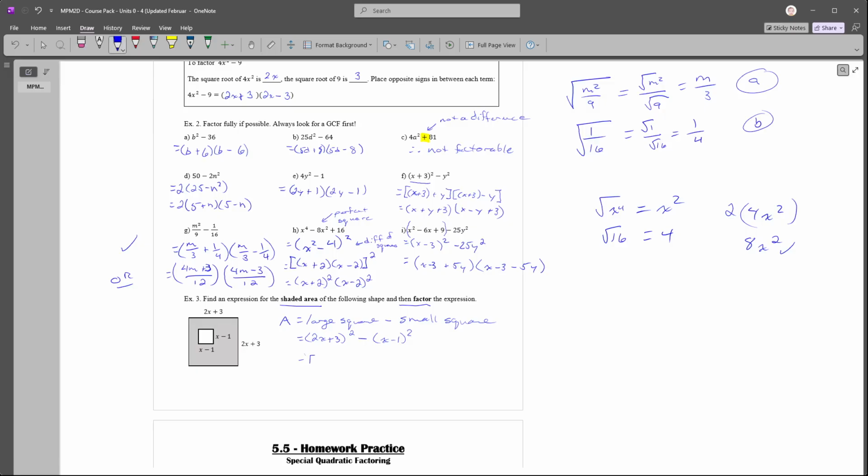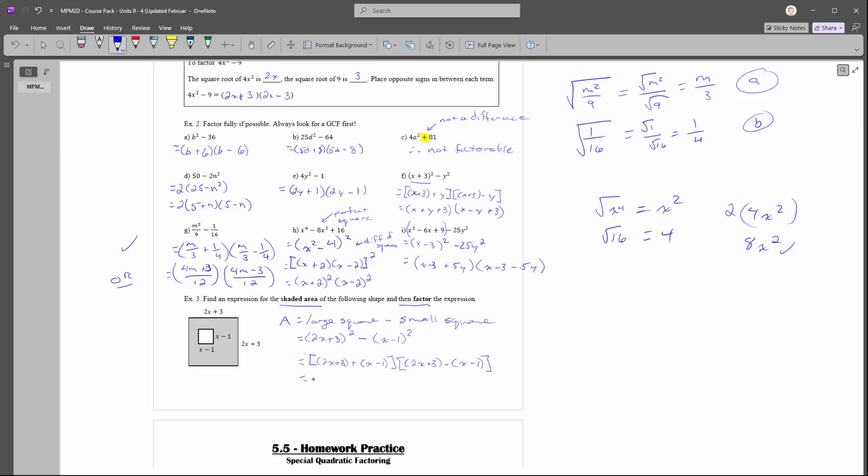So for the first set, okay, now we know we're going to have the square root of the first term, which is just 2x plus 3. And we're going to add on to that the square root of the second term, which is x minus 1. Okay. And now the second part is 2x plus 3 again. And we're going to subtract from that x minus 1.